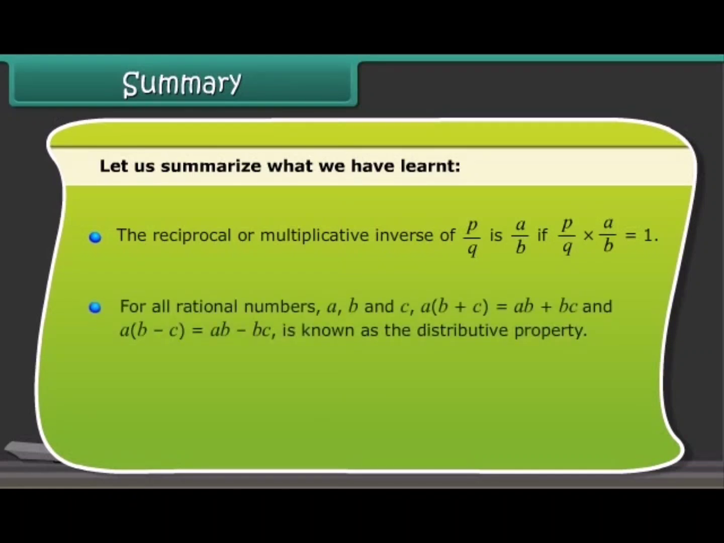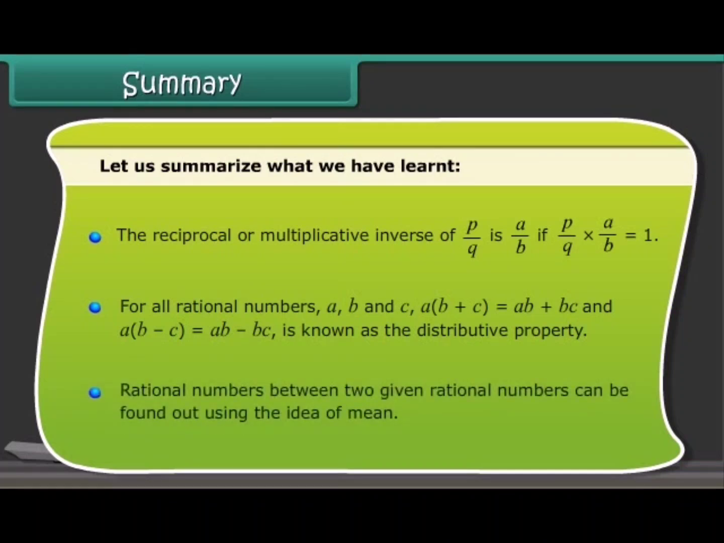For all rational numbers A, B and C, A into (B plus C) is equal to AB plus AC and A into (B minus C) is equal to AB minus AC, which is known as the distributive property. Rational numbers between two given rational numbers can be found out using the idea of mean.